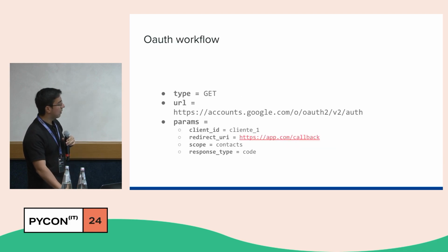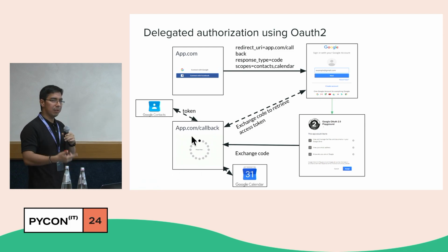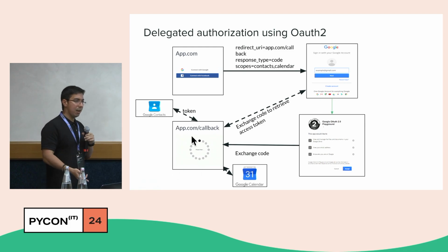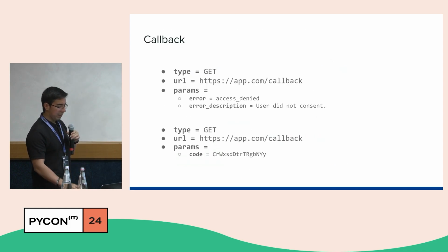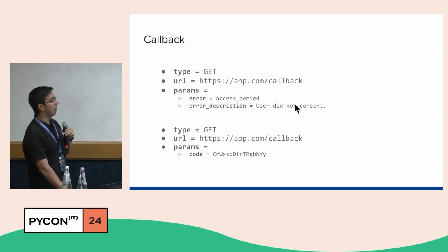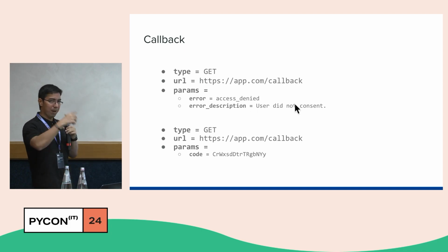Okay, the callback. The callback is this area. This is an endpoint that you need to specify within your API or within your application. The callback is going to take the parameters, which is the exchange code that I mentioned, or sometimes it could be an error, like access denied, or that the user, for example, did not accept the consent. So that's the redirection where it goes back.